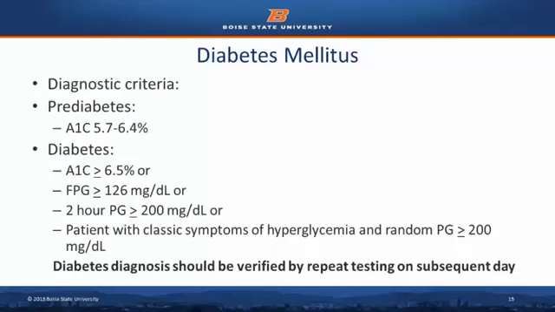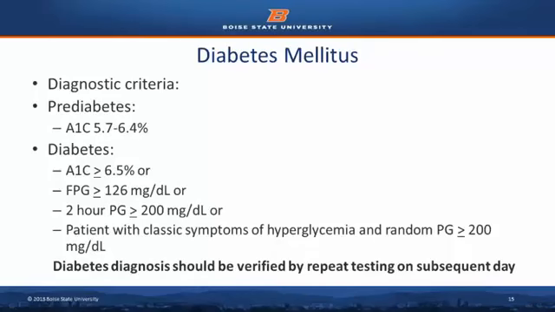Pre-diabetes, A1C of 5.7 to 6.4%. Diabetes, the diagnosis if the A1C is 6.5 or greater, or fasting plasma glucose is equal to or greater than 126, or 2-hour post-glucose tolerance test of greater than 200, or if you have classic symptoms of hyperglycemia and a random plasma glucose of greater than 200. And again, just like blood pressure, you don't want to diagnose on one reading, so this should be repeated on a subsequent day, the same test that you initially find the diagnosis on.